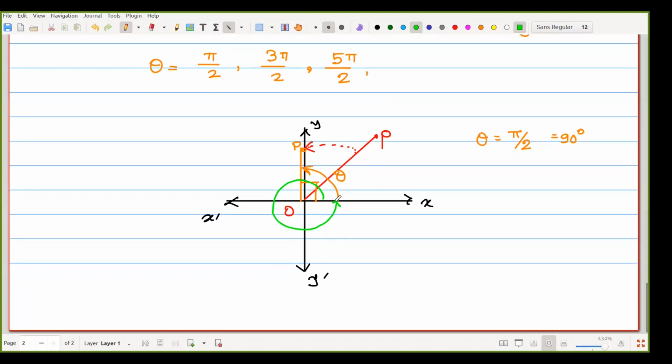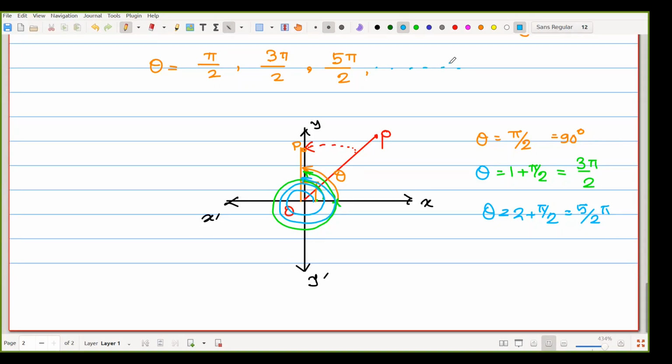Or after a complete rotation, that is the first rotation, then another pi by 2. Like that, 1 plus pi by 2, so it may be 3 pi by 2. Or two rotations: first rotation, second rotation, then another pi by 2, 2 plus pi by 2. So it may be 5 pi by 2, like that, whatever the rotations are.